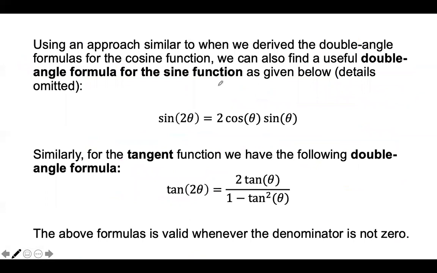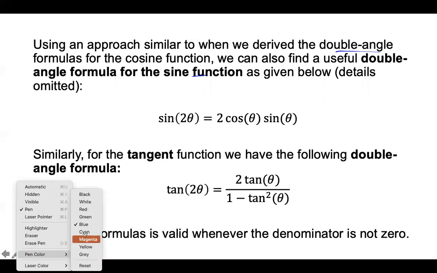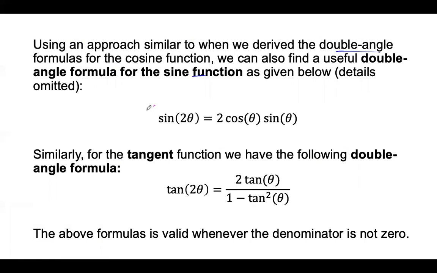Now we can, and I won't do this, but we can use a similar approach to derive the double angle formulas that we did for cosine. We can also use it to find the double angle formulas for the sine function. So they're given here below. The sine of 2 theta is equal to 2 cos theta sine theta.